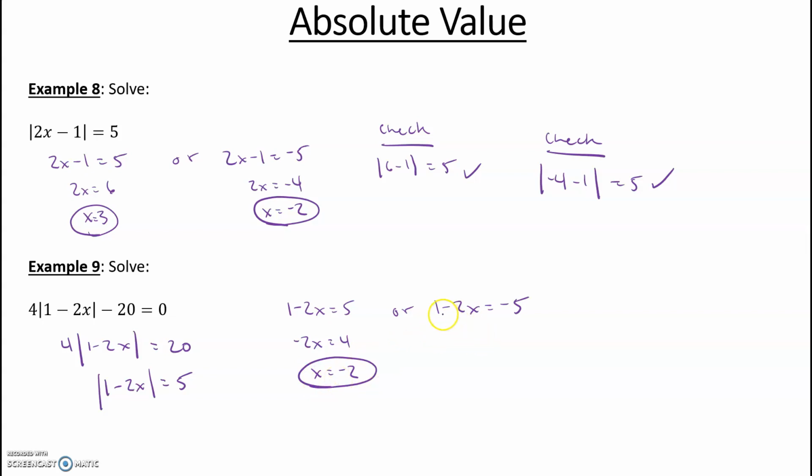And here subtract 1 and divide by negative 2. X equals 3. It looks like the same set of answers. Again, check them, plug them in, but they do both work.